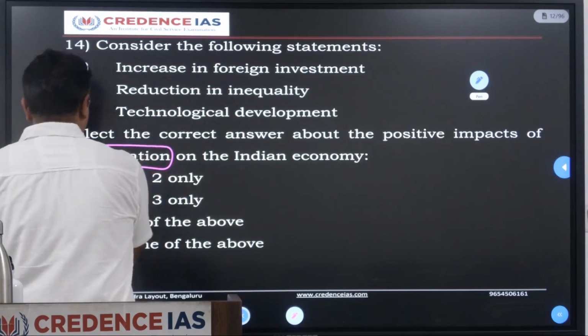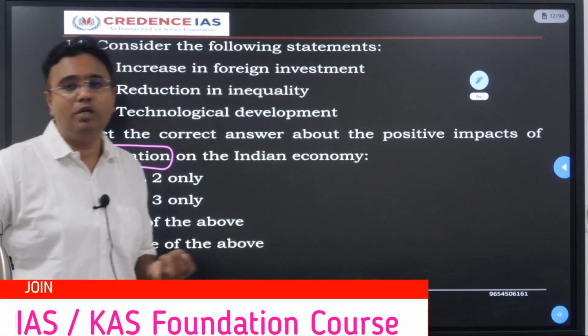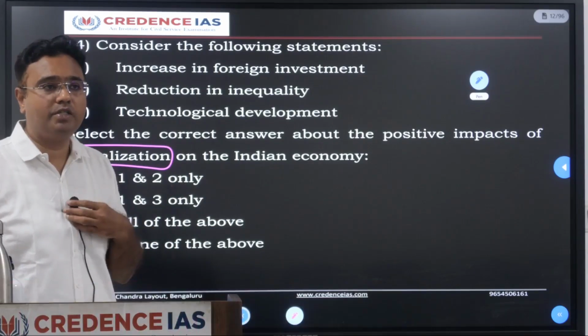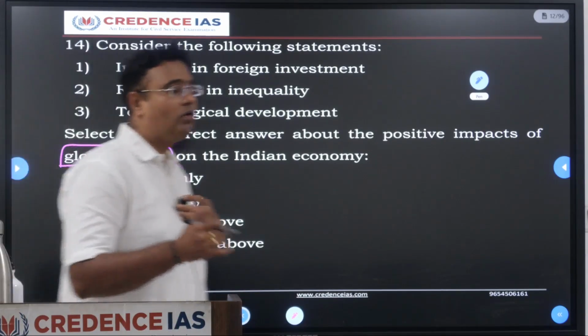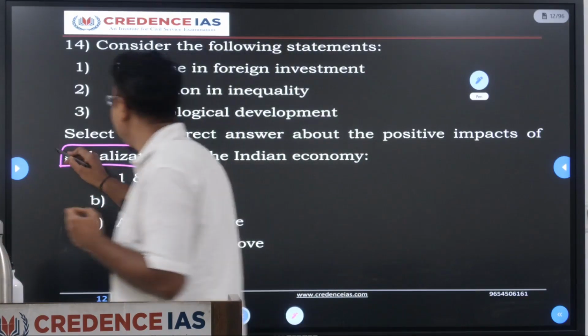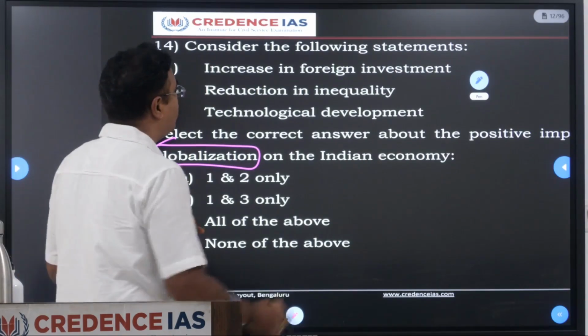So globalization is a phenomenon wherein India's economy is integrated with the world's economy. That is what we understand as the economic definition of globalization. When the home country's economy is integrated with the rest of the world's economy, we call it globalization. So it leads to an increase in foreign investment.